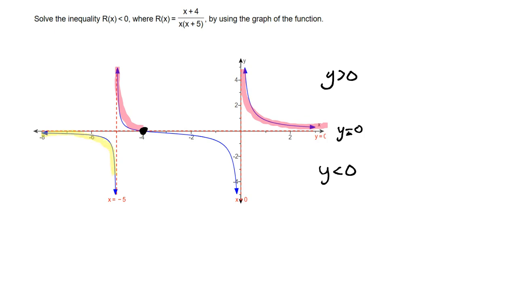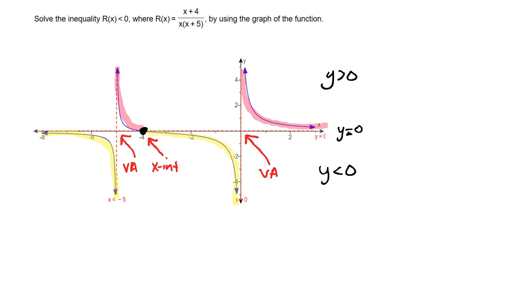And these pieces of the graph here are below the x-axis. So what we notice is that our graph can change signs in certain places. It changes signs over a vertical asymptote. It changes signs over an x-intercept. And it changes signs over here over the vertical asymptote.